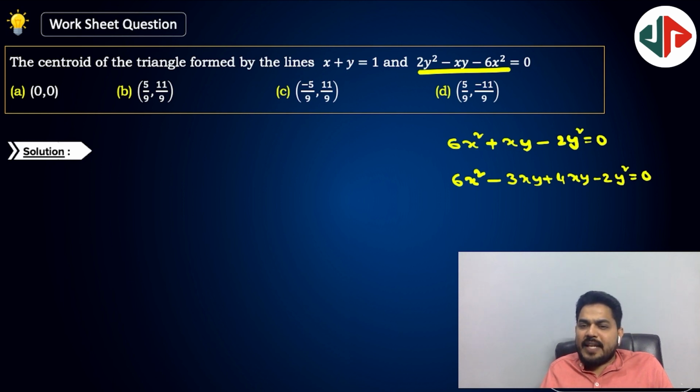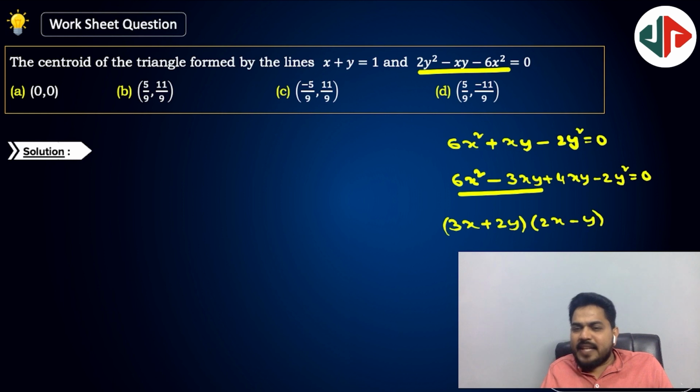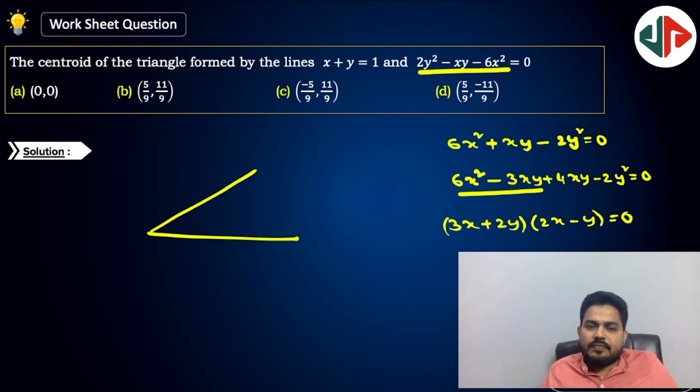So from here I can take 3x common, from here I can take 2y. So 3x plus 2y into 2x minus y is equal to, just to check whether you are getting it, yes, is equal to 0. So you got the lines as: this is x plus y is equal to 1, this is y is equal to 2x, and this is 3x plus 2y is equal to 0.